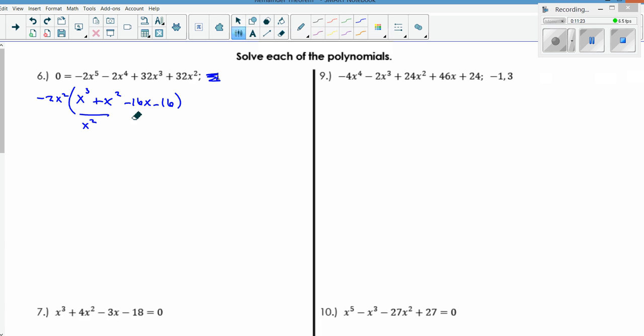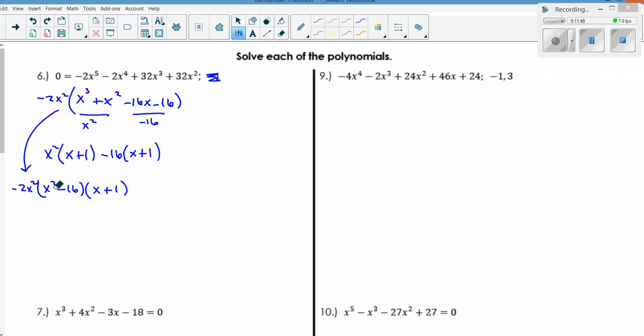From here, I can factor out an x squared and a -16. So that leaves me with x squared times (x plus 1) minus 16 times (x plus 1). They're the same, so I can group them. So I get (x squared minus 16) times (x plus 1). Don't forget about your -2x squared from here.